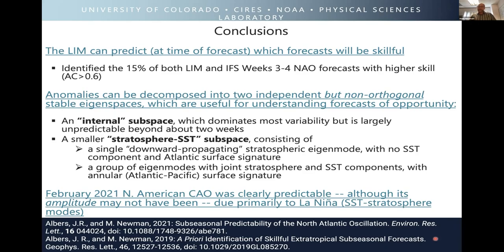And then finally, the North American cold air outbreak of February 2021 was clearly predictable well in advance on S2S timescale. So predicting it 4 weeks ahead was clearly possible, coming primarily from this La Nina signal. And I'll just conclude there.